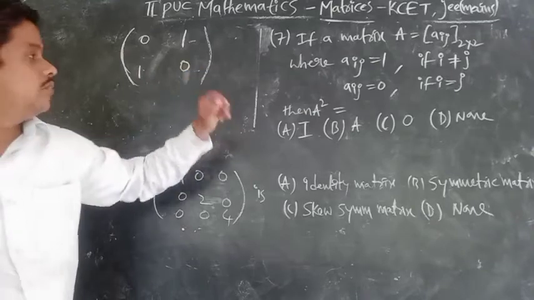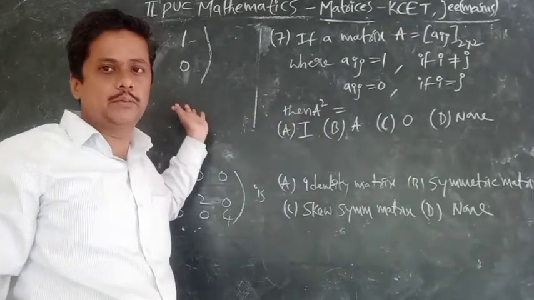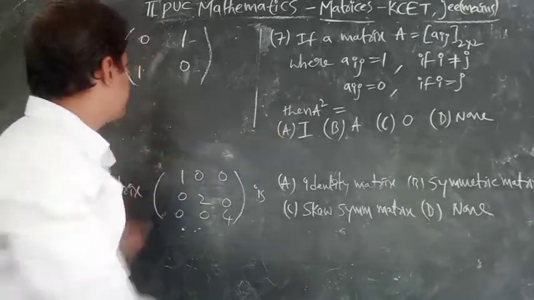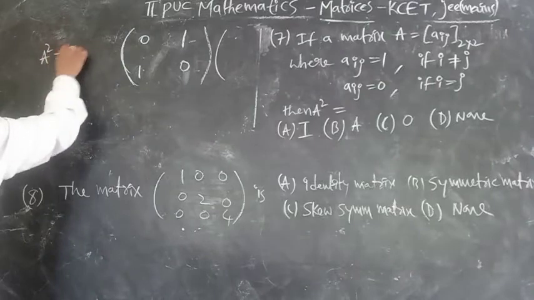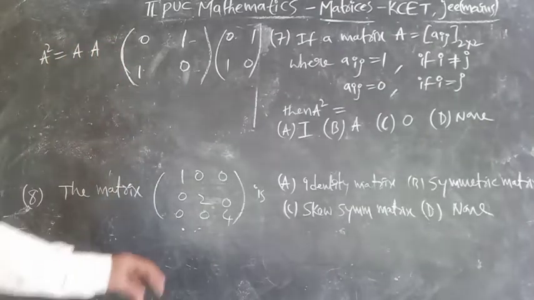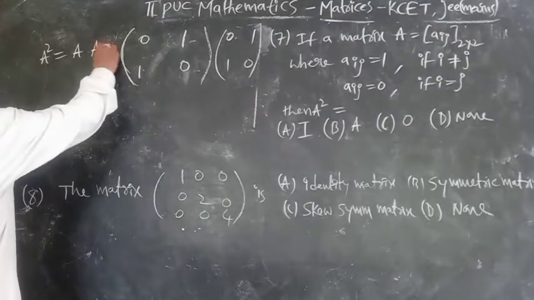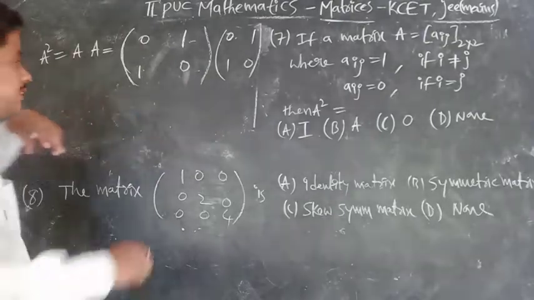Next. What is A square? What is A square? Already done. No, identity matrix. So A is the answer. Another time. Right? So 0, 1, 1, 0 into A square. A square equals what? A into A. See. So A into A now. A is already calculated now. So again, identity matrix is working.